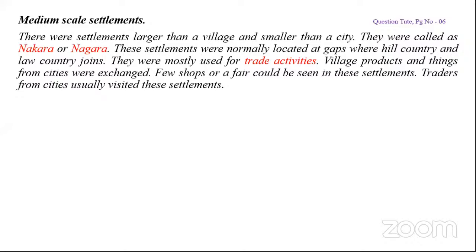So they were mostly used for trade activities, village products and things from cities were exchanged. Few shops or a fair could be seen in these settlements. Traders from cities usually visited these settlements. Now that's a medium scale settlement. That means not a village, not a city, not a large city. It's an intermediate settlement. Mainly they were formed based on what? Based on the trade activities.